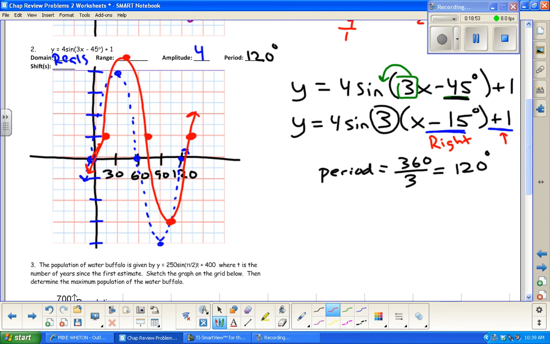Okay. So what was our range here? Normally if the amplitude was 4, it would be -4 to 4, but we had that shift, so those both got 1 bigger. So the lowest this thing ever got was -3, and it actually went up to 5. So -3 is less than or equal to y, less than or equal to 5 for the range.